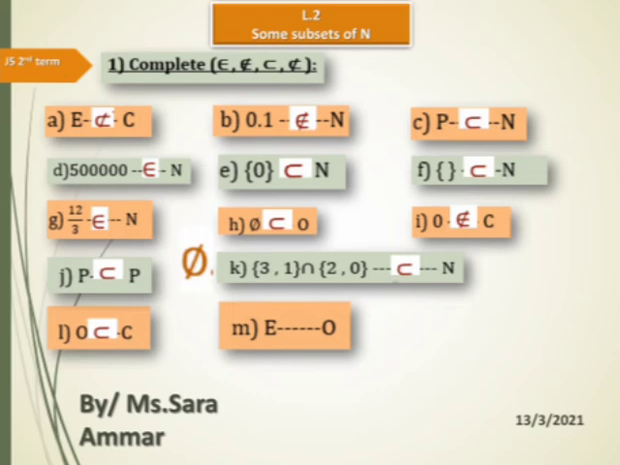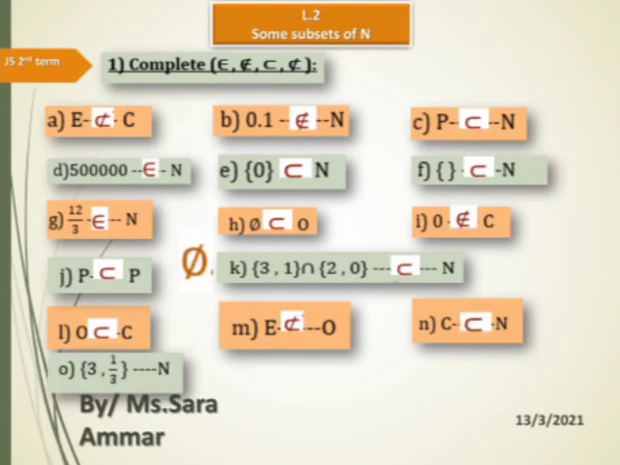Here we said that the even are 0, 2, 4, 6, and so on, while the odd are 1, 3, 5, 7. They are disjoint sets because they don't have anything in common, so it's not a subset. Again, C and N: of course, counting is part of the natural numbers, so it's a subset.